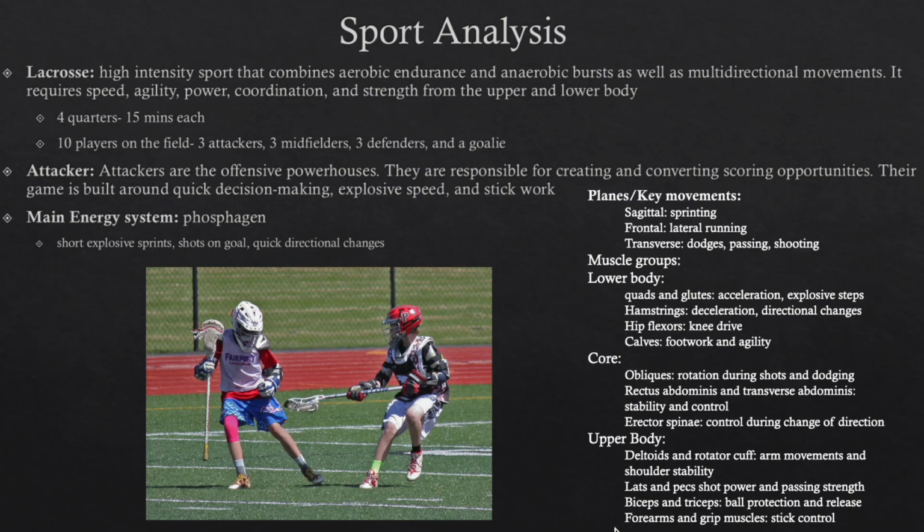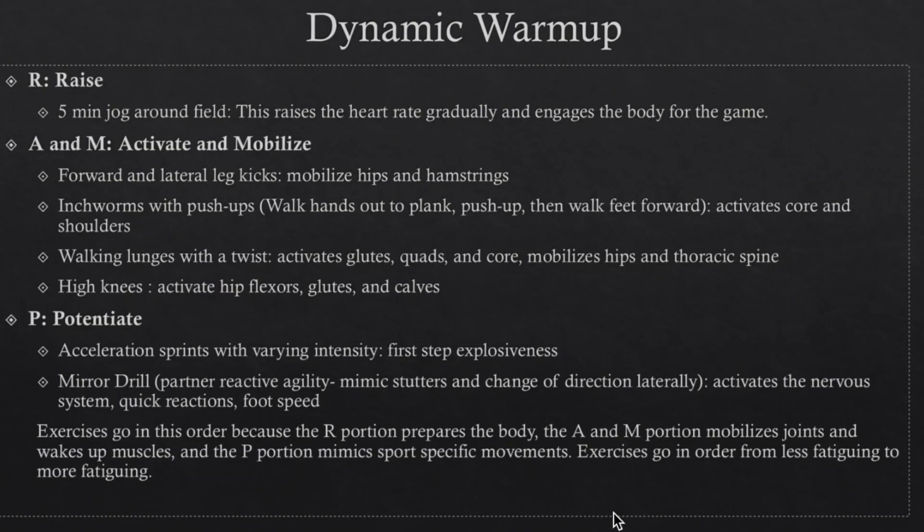For the upper body, the deltoids and rotator cuff are used for arm movements and shoulder stability. Lats and pecs are used for shot power and passing strength. The biceps and triceps are used for ball protection and release, and the forearms and grip muscles are used when completing stick control.